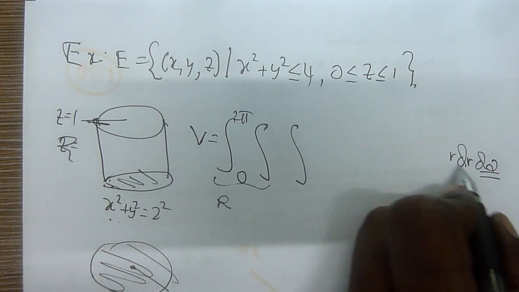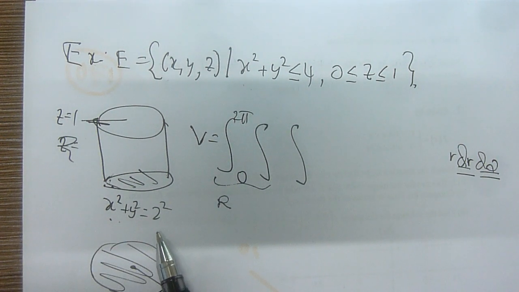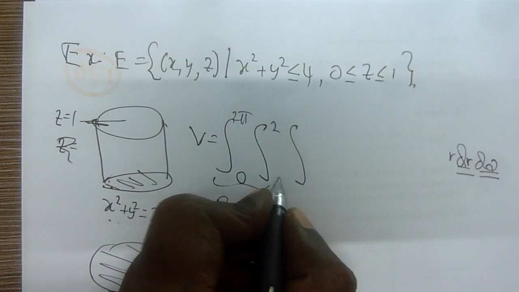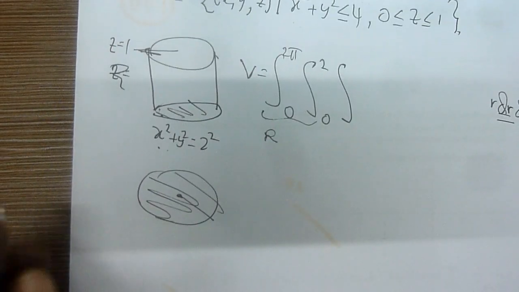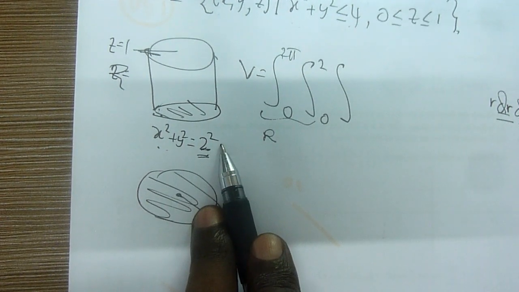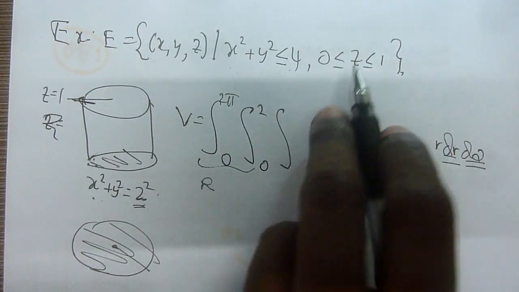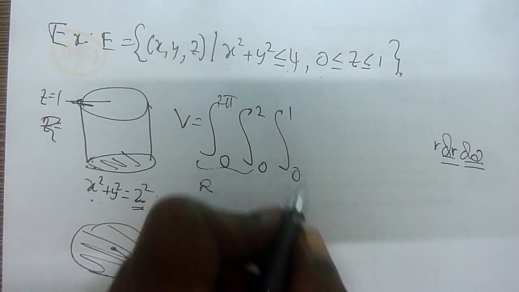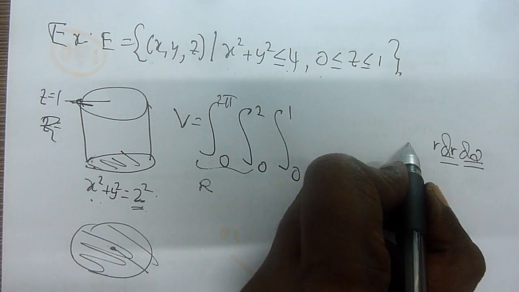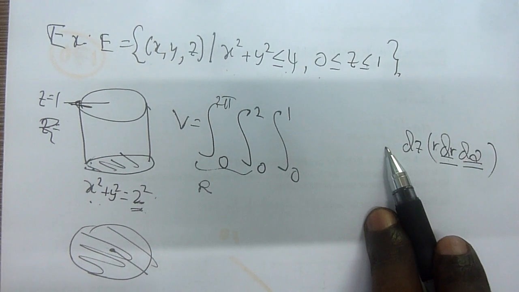Okay, what is R? R is, for this case, you need to place R as 2, 0. Why 2? Again, be careful, it's not 4, it's 2 power 2. That's very important. What about Z? Z is 1 to 0. Therefore, I need to place a dz here. You see the order is correct, then R can I bring it out.